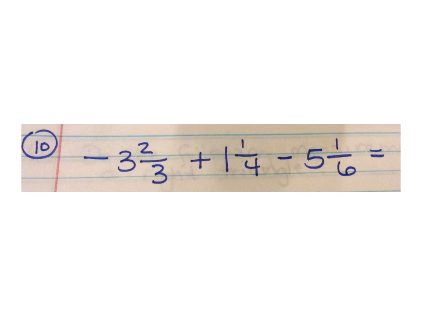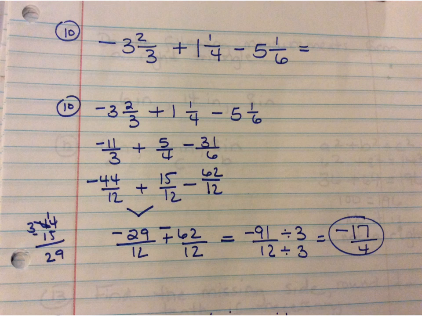Okay, problem number 10 is a fraction problem. On problem number 10, the first thing I did was I changed all the mixed numbers into improper fractions. So negative 3 and 2/3 is negative 11/3. 1 and 4/5 is going to be 5/4. And 5 and 1/6 is 31/6. Common denominator is 12.